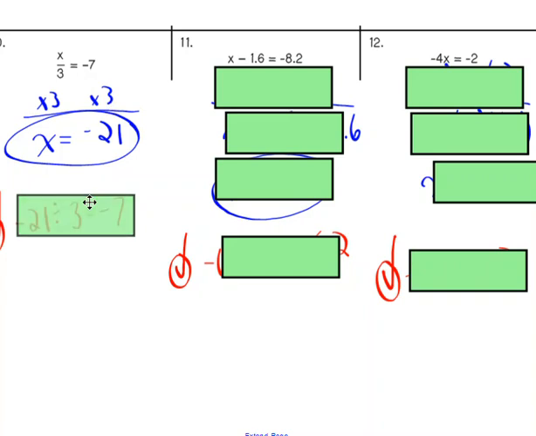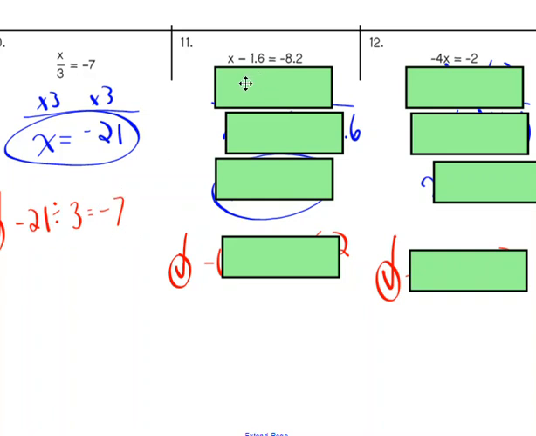And if I plug that back in just to double check it, that would be -21 divided by 3, which is that. And we know that when we're dividing integers and they have different signs, our answer is negative. So that ends up being -7.